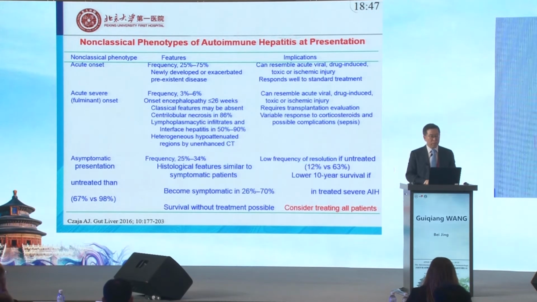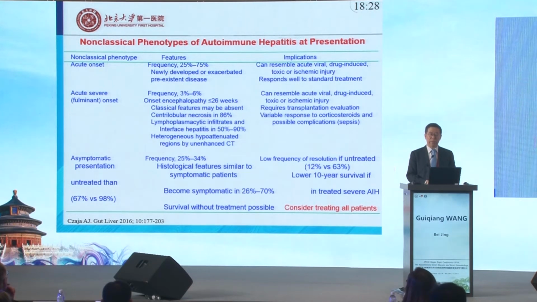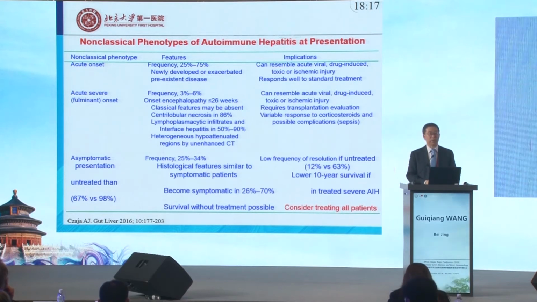This shows the different clinical phenotypes of autoimmune hepatitis in clinical practice. They may have acute onset. For these patients, we have to differentiate it from other acute liver disease, including viral hepatitis, drug-induced liver disease, and other etiologies. About 50 to 75% of patients present with acute onset.